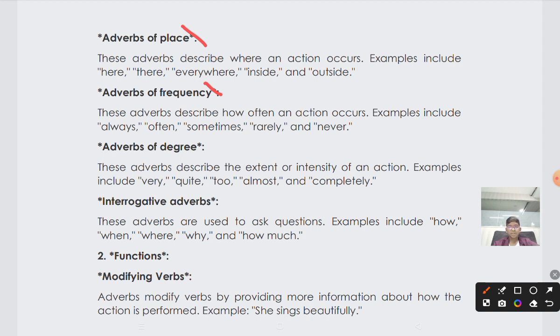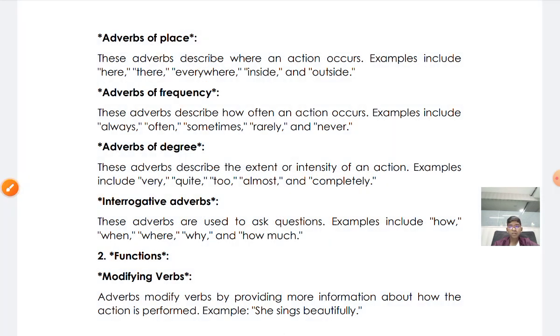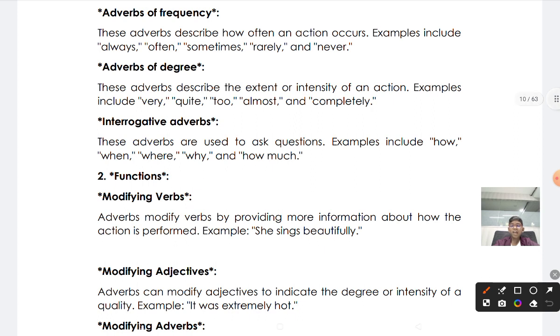Interrogative adverbs. These adverbs are used to ask questions. Examples include how, when, where, why, and how much. Next come the functions. In functions, we are going to look at modifying verbs. Adverbs modify verbs by providing more information about how the action is performed. Example, she sings beautifully.